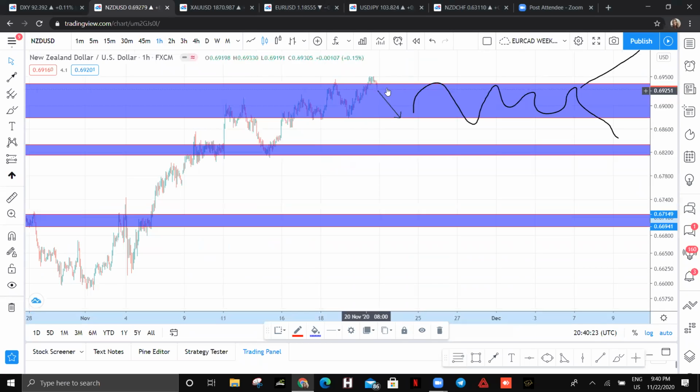On H1, you can see price is still on that same resistance zone. So I'm just expecting it to be playing in and out of the zone. Like from here to here, it might give you maybe at most 30 pips.